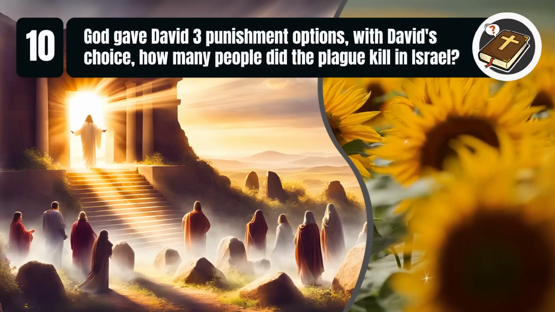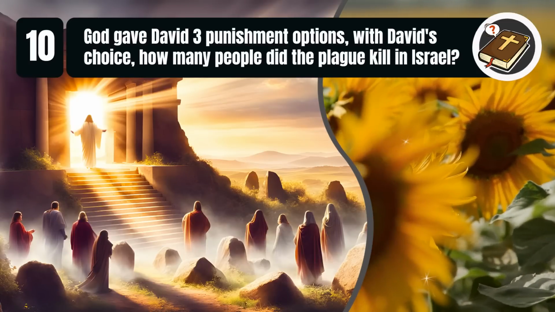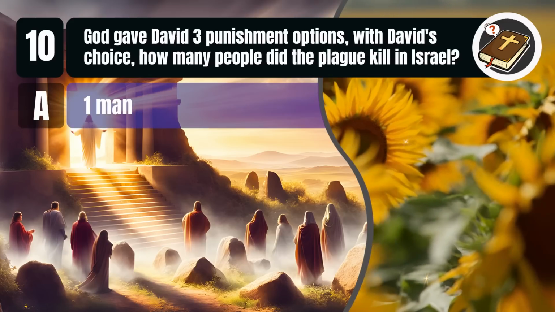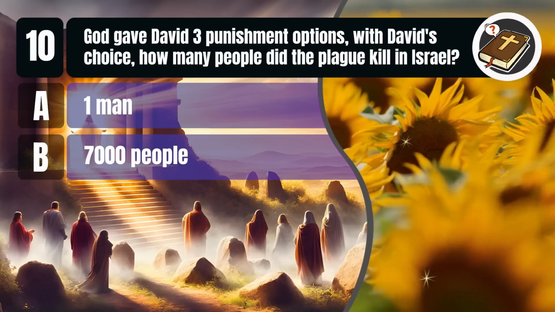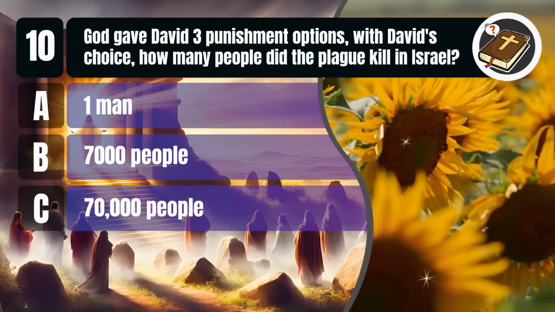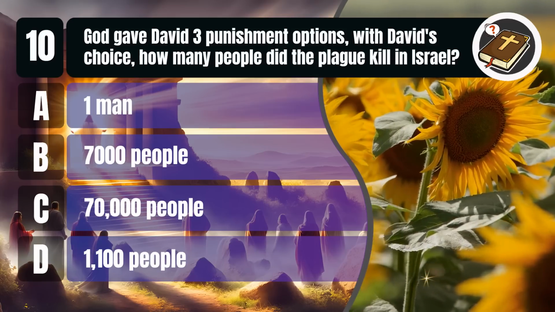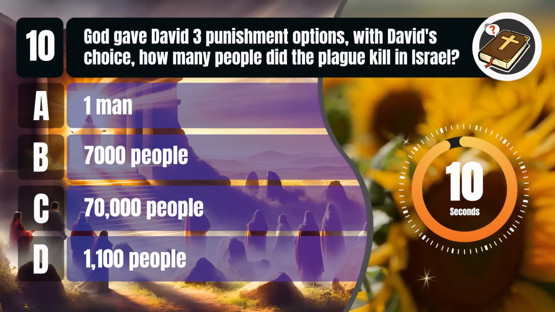Question 10. God gave David 3 punishment options with David's choice. How many people did the plague kill in Israel? A. 1 man. B. 7,000 people. C. 70,000 people. D. 1,100 people. You get 10 seconds.